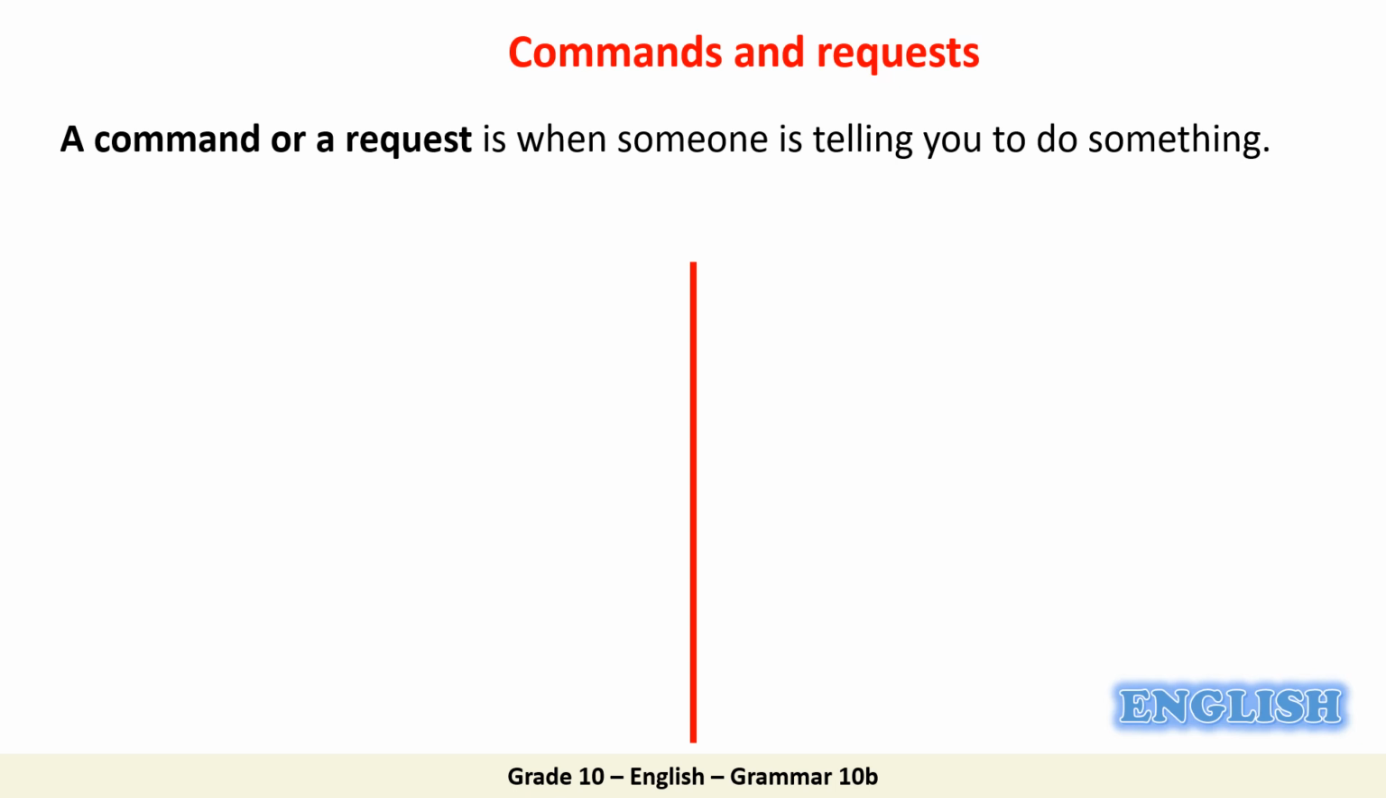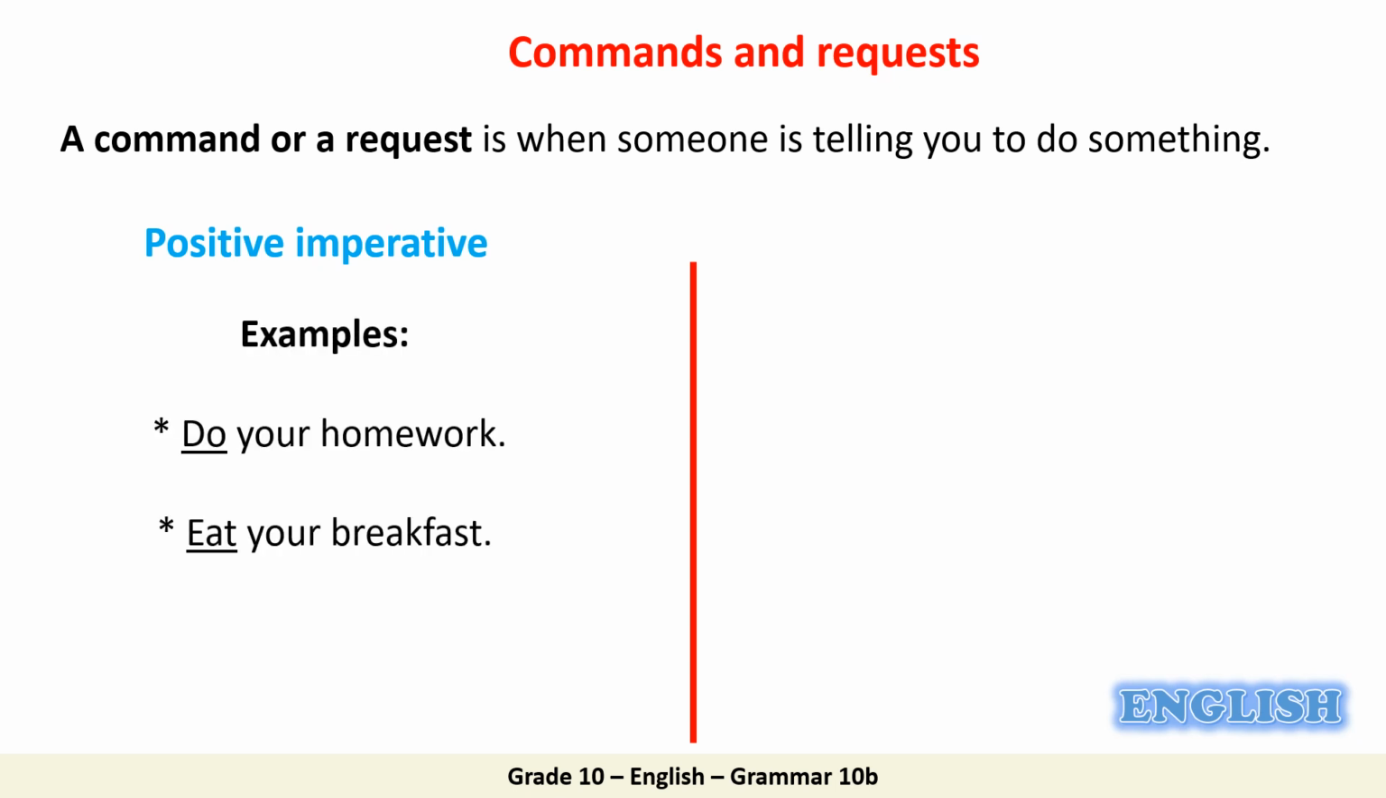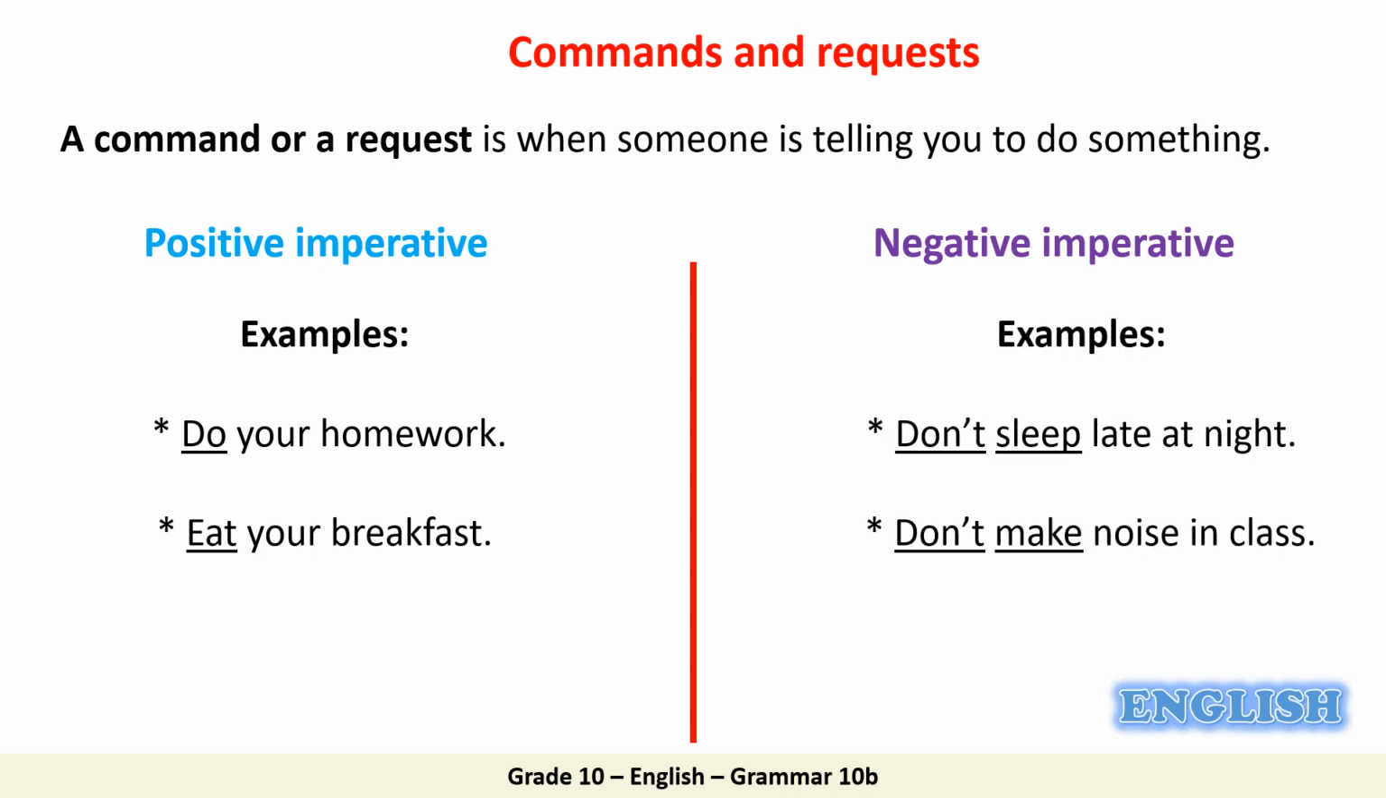How to report commands and requests. A command or a request is when someone is telling you to do something. The first type is the positive imperative. For example, do your homework or eat your breakfast. The second type is the negative imperative. Examples: don't sleep late at night or don't make noise in class.